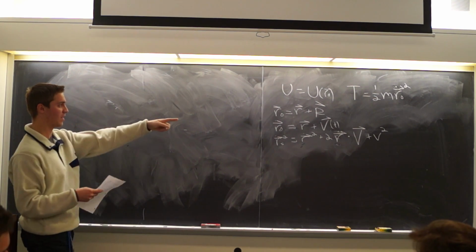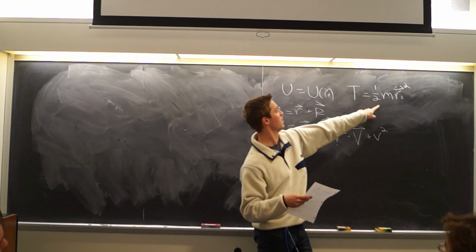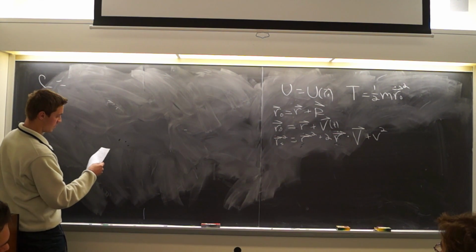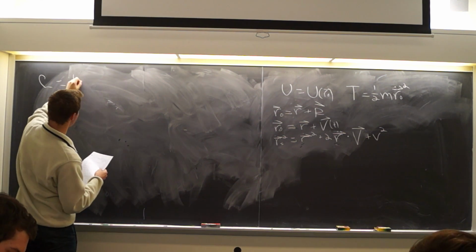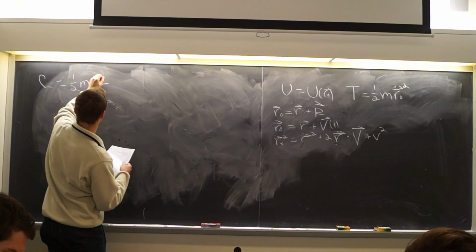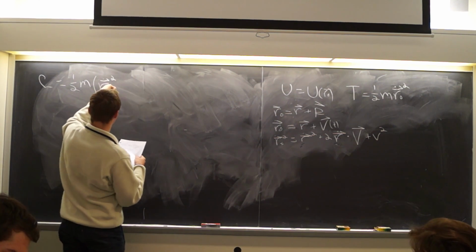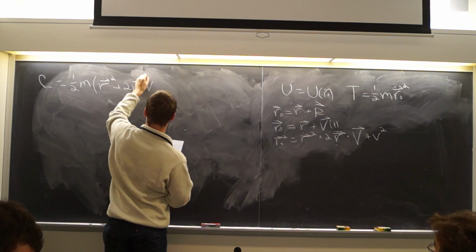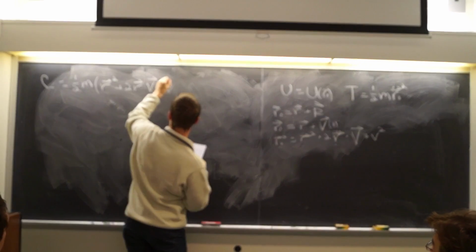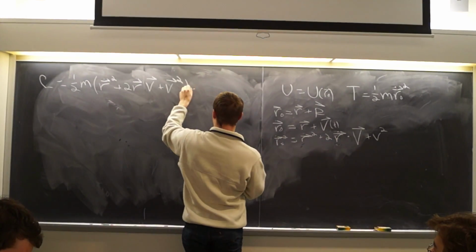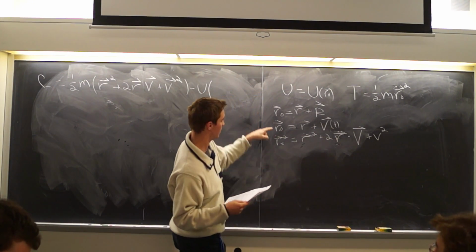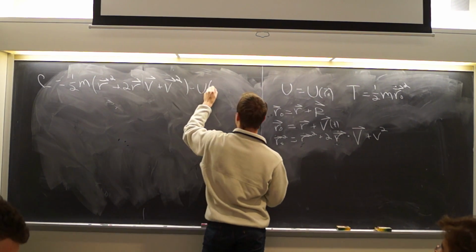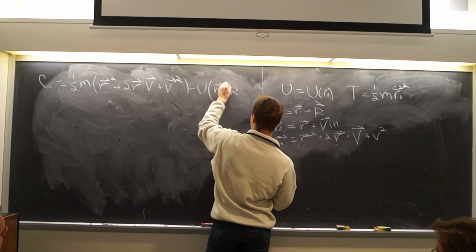All right. We plug this into the R naught dot squared, and we can find our Lagrangian. The Lagrangian is going to be 1/2 m times R dot vector squared plus 2 R dot vector times V vector plus V vector squared, minus the potential. Substituting in R naught, the potential is of R vector plus big R vector.